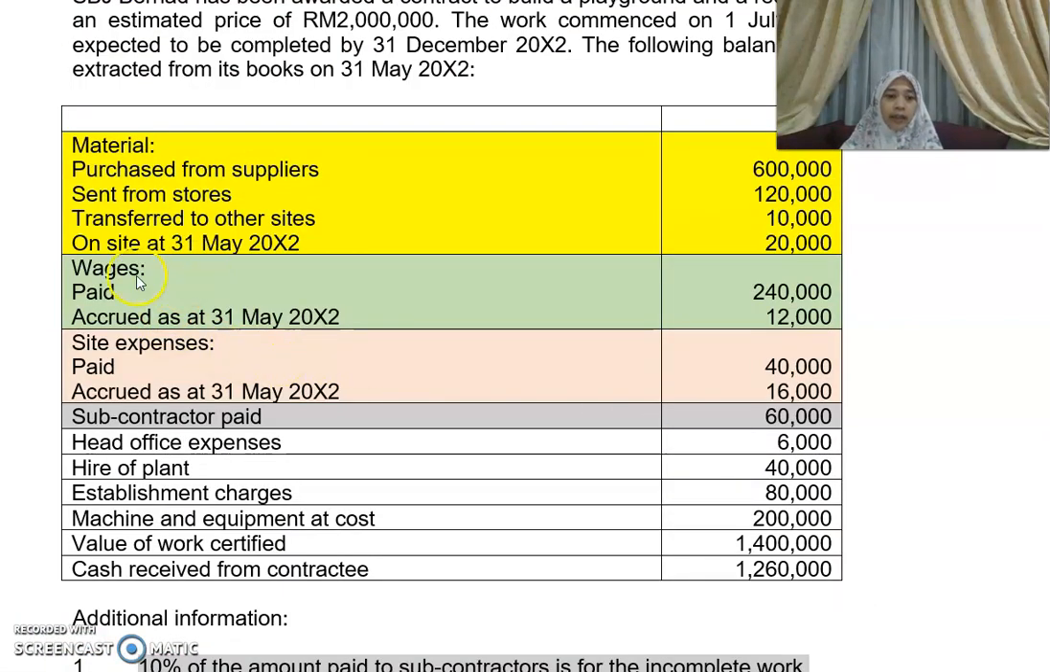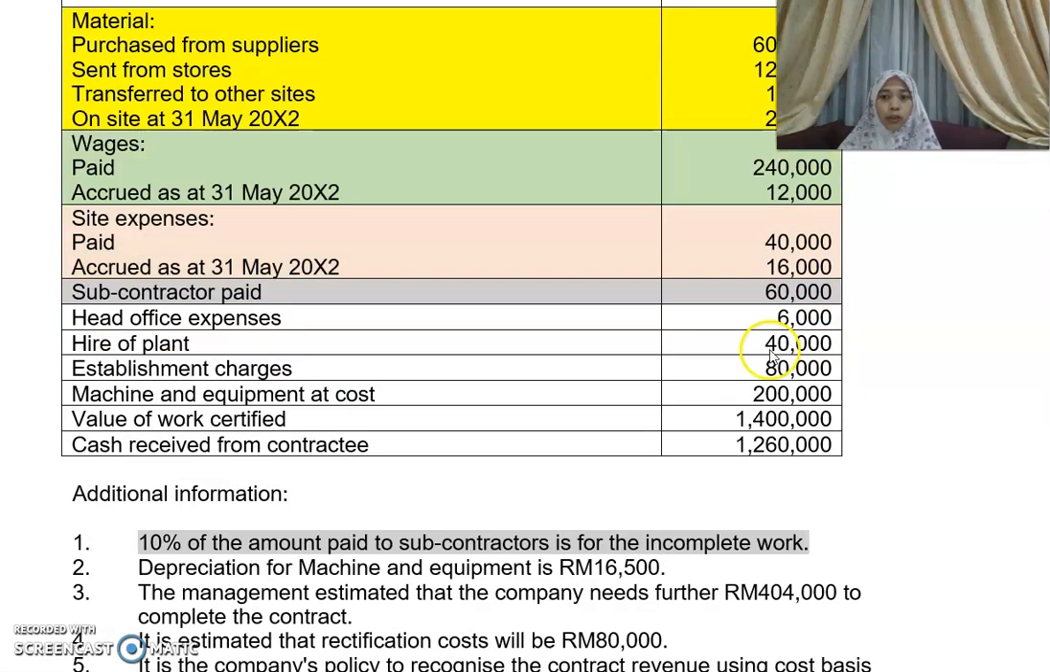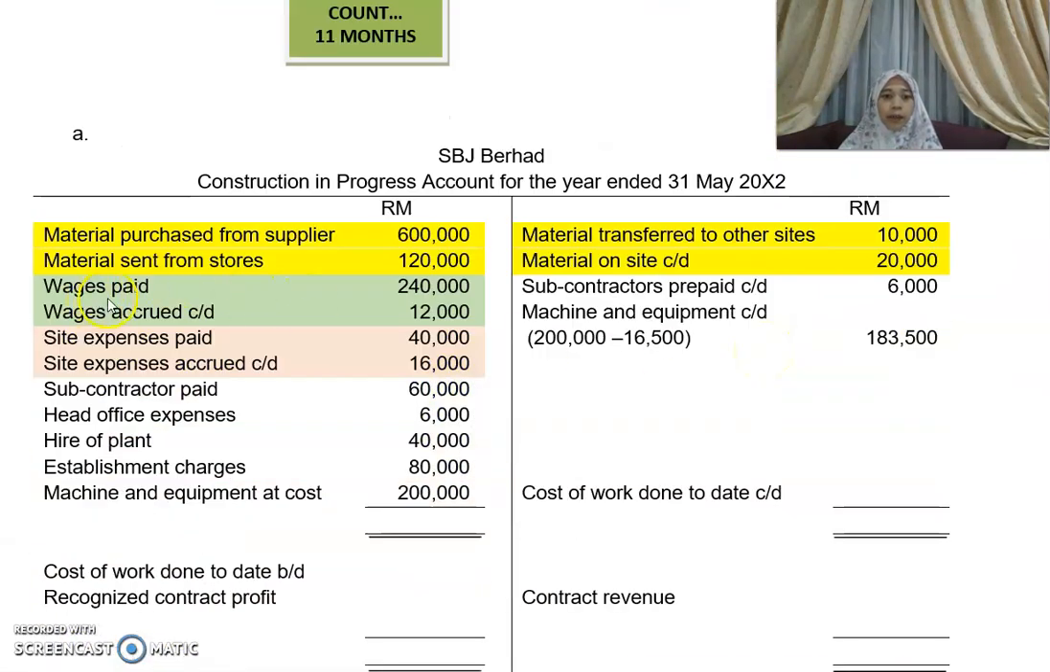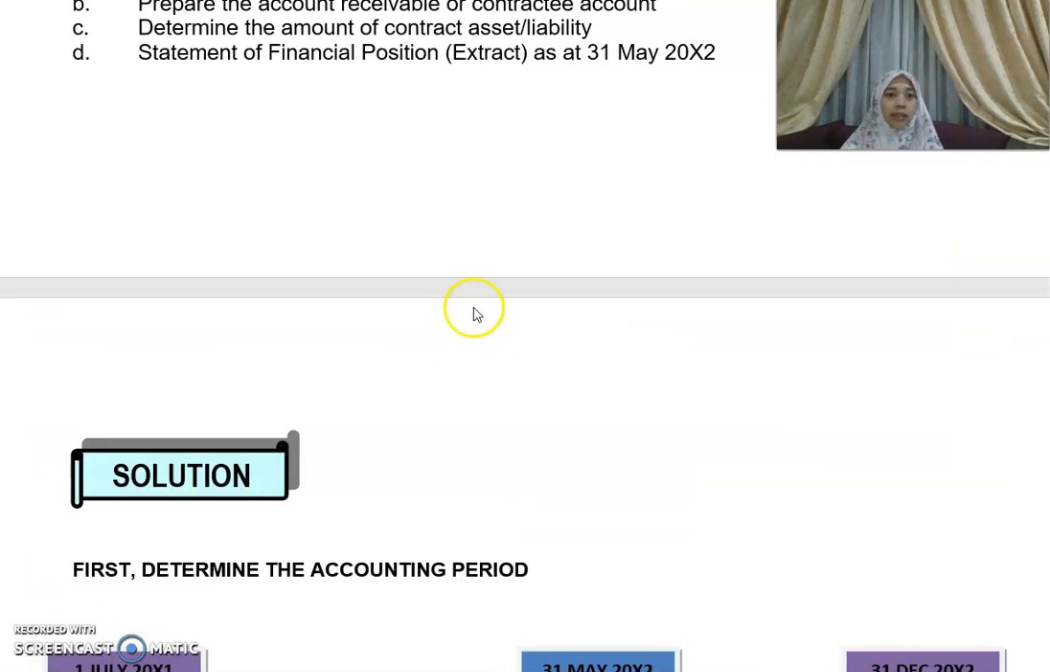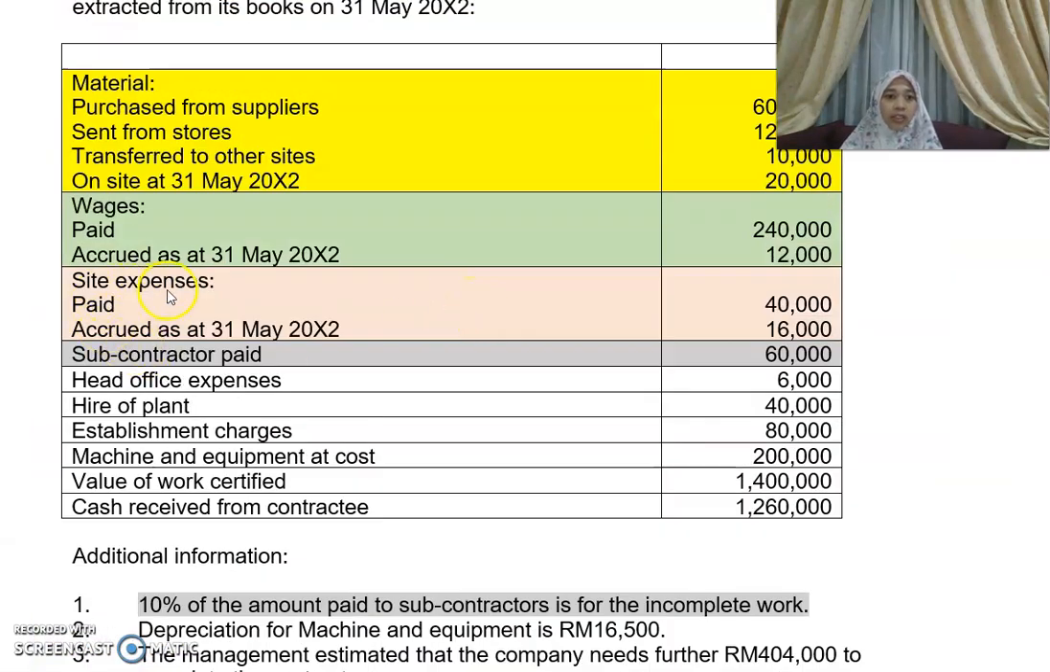Next, you look at another item, that is your wages. Wages you have paid for that particular period, that means up to 31st May 20x2, you already paid 240,000. And then there is another amount that you have not yet paid, that is the accrued amount. Okay, you have another 12,000 that you have not yet paid. So you have to debit another 12,000, so that will be 240 and 12. You see here, the wages paid, the green in color, the 240, and the wages accrued carried down is another 12.